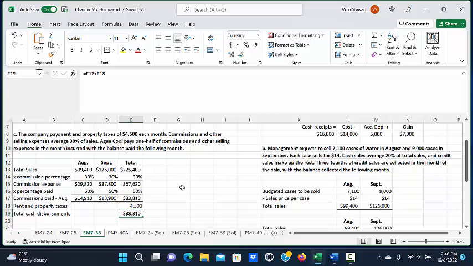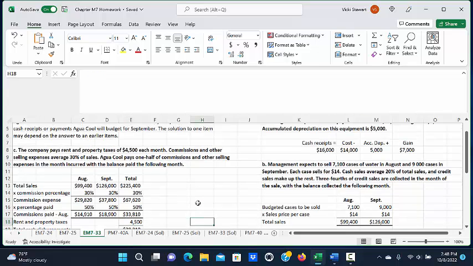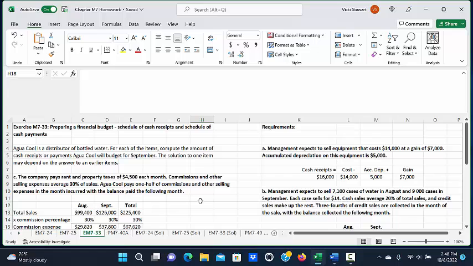So for the month of September, our total cash disbursements would be $38,310. And that is the conclusion of the demonstration for exercise M733.